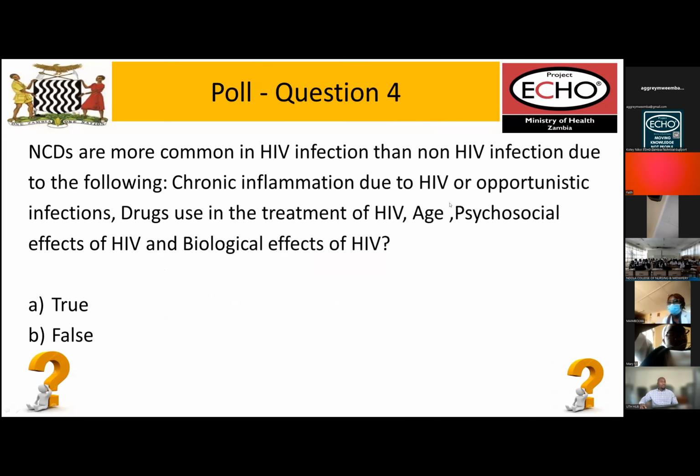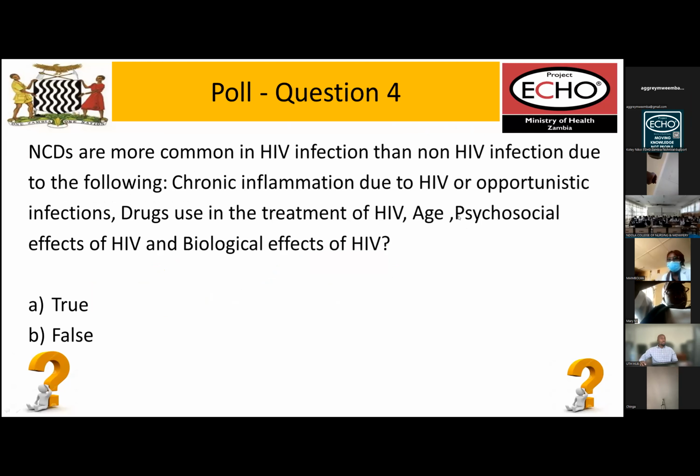Okay, we are now on the 4th poll question, and things are getting really warmed up. The fourth poll question is also a true or false question. It reads, NCDs are more common in HIV infection than non-HIV infection due to the following: chronic inflammation due to HIV or opportunistic infections, drug use in the treatment of HIV, age, psychosocial effects of HIV, and biological effects of HIV. We can launch the poll question meanwhile.